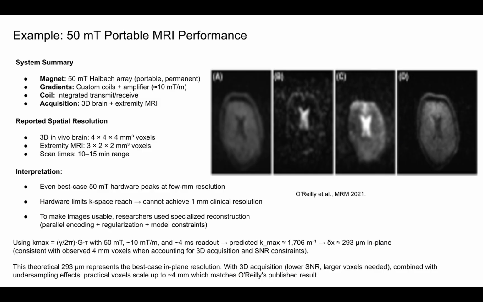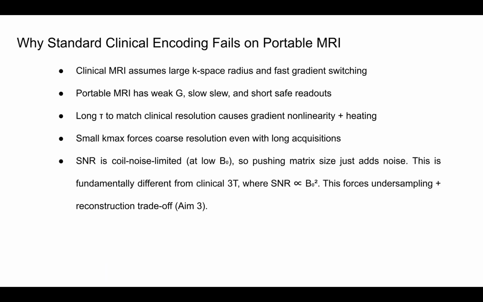Even with a highly optimized engine in the system, which reaches a few millimeter voxel size, consistent with K-space limits from earlier slides. This demonstrates that portable MRI cannot reach 1 mm clinical resolution. With standard encoding, the hardware fundamentally limits K-space extent. So the key point is that clinical gradient encoding simply doesn't scale down to low-field portable MRI systems.